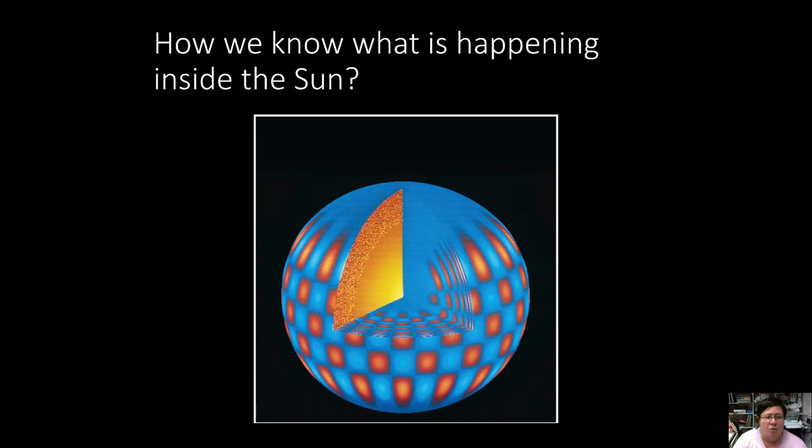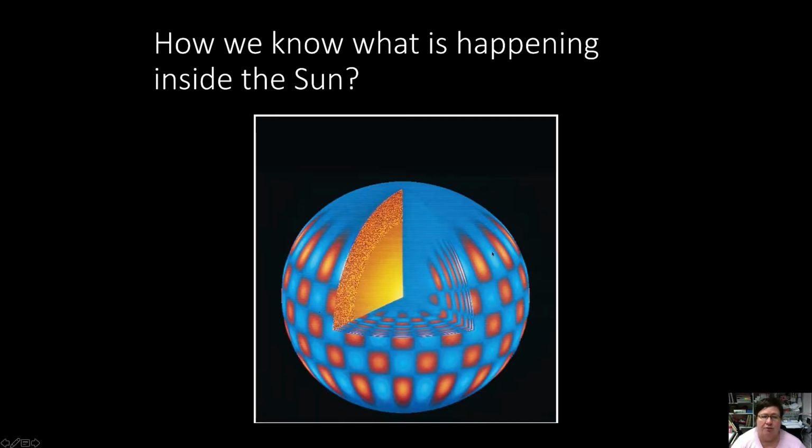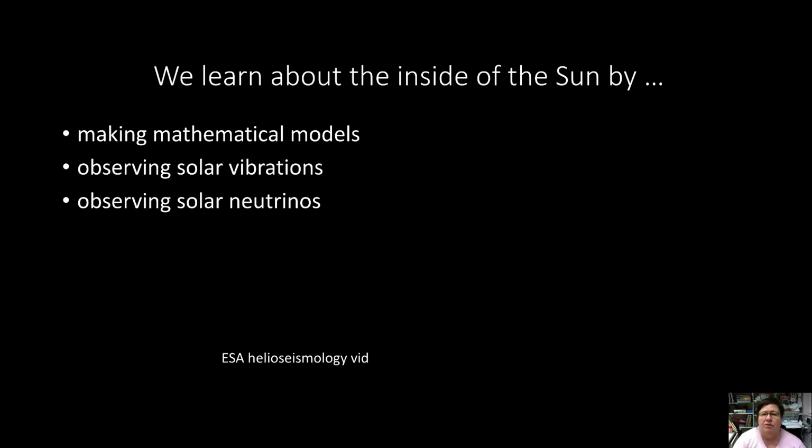Okay, so how do we know what's happening inside the sun? Well, we make mathematical models and we observe solar vibrations. That's very important. I'm going to show you a little video, but basically by watching the solar vibrations, and you can see that kind of in this picture here, which is meant to show higher vibrations and lower vibrations, we can tell a lot about what's happening inside the sun. And then the last thing is by observing solar neutrinos. This is a big verification of the fact that fusion is powering the sun. I'll talk about that in a second, but let's look at a video.